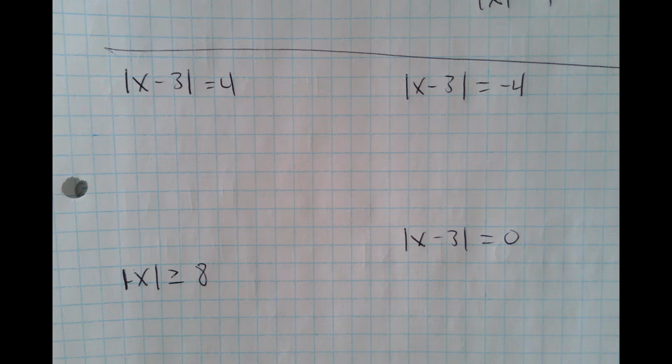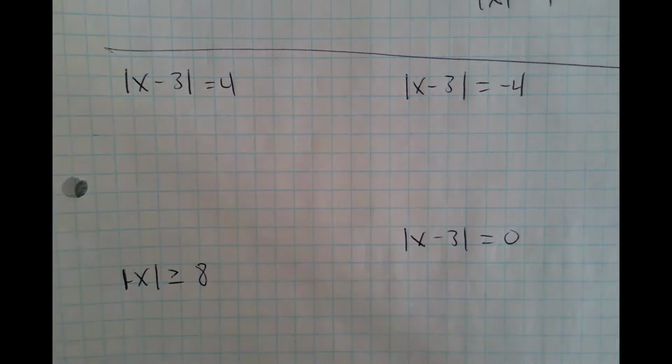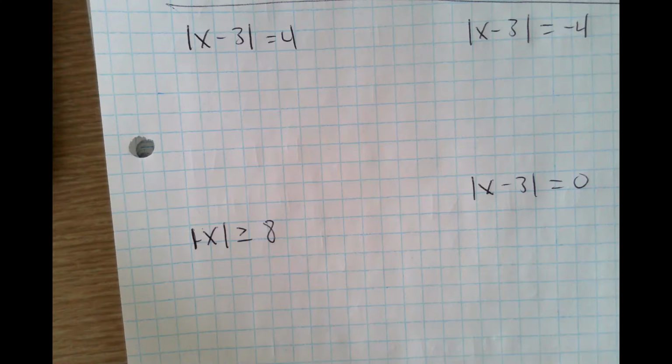Absolute value is the distance from 0. When we graph this, there are dots that have a distance of 4.